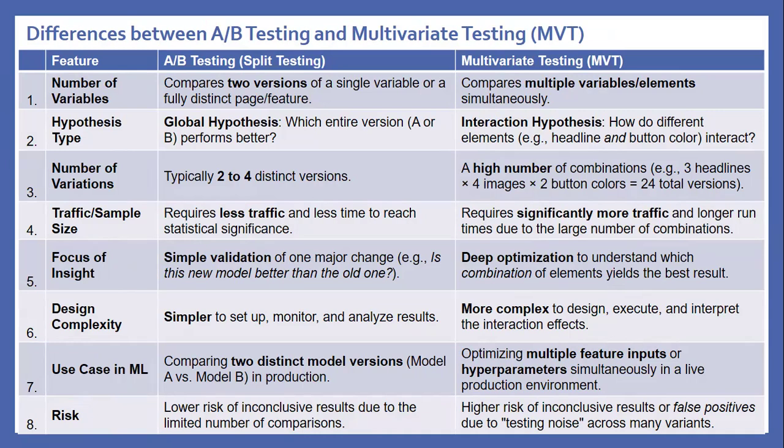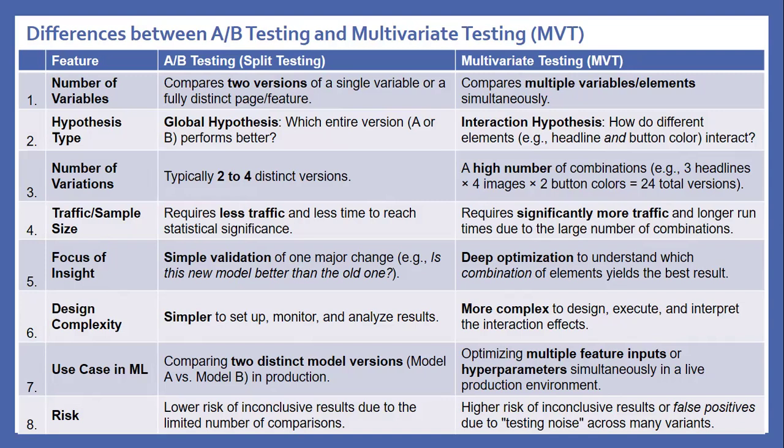Moving to the difference between A/B testing and multivariate testing. Number of variables. A/B testing compares two versions of a single variable or a fully distinct page feature. Multivariate testing compares multiple variables or elements simultaneously. Hypothesis type. A/B testing: global hypothesis, which entire version, A or B, performs better. Multivariate testing: interaction hypothesis, how do different elements, for example headline and button color, interact.